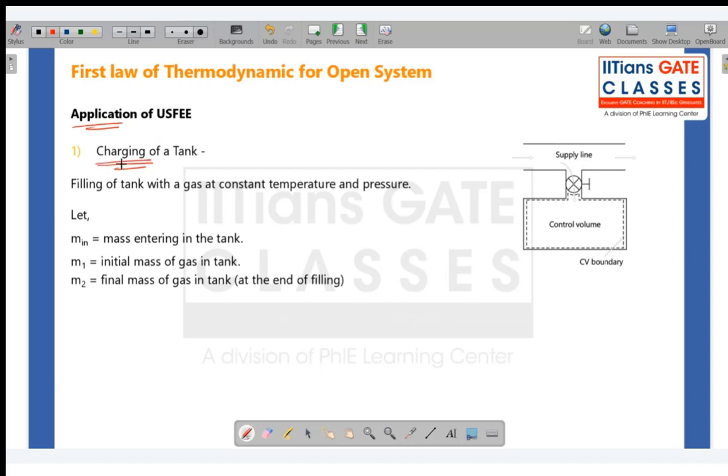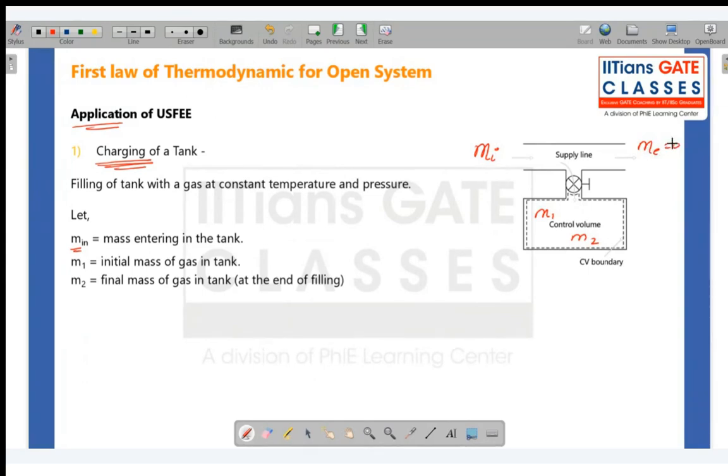The first is charging of a tank. Now in charging, what is the mass in? Mass entering, mass in. Initial mass is m1, final mass is m2. In this case I am assuming that nothing is going out, exit is zero.